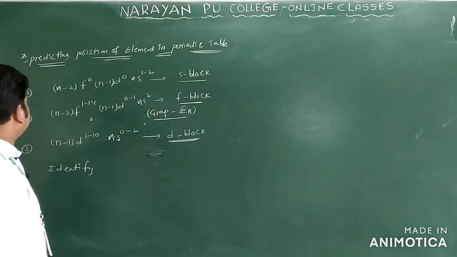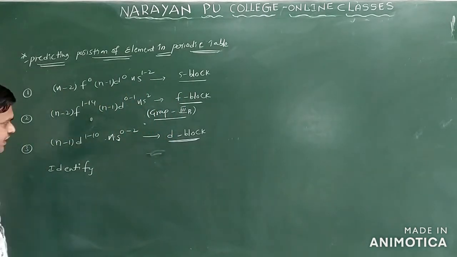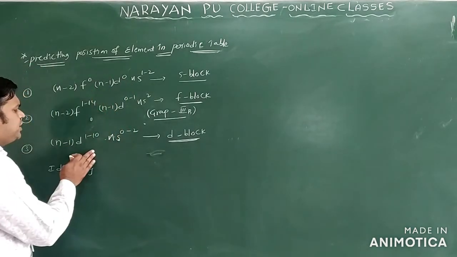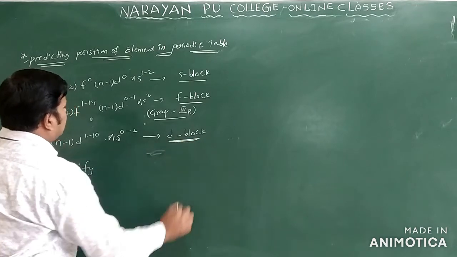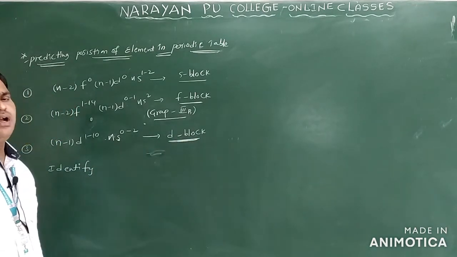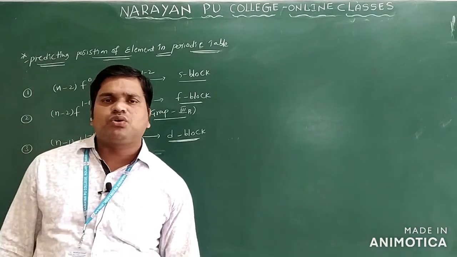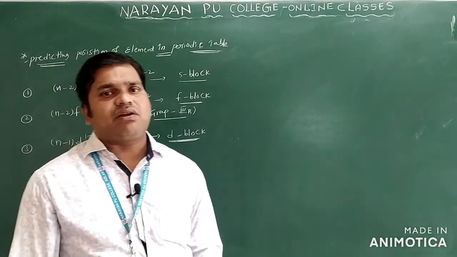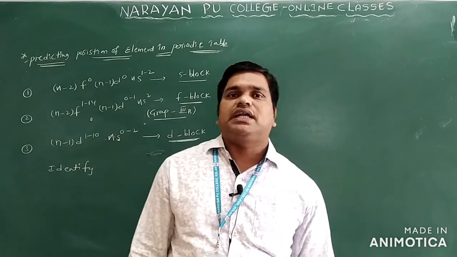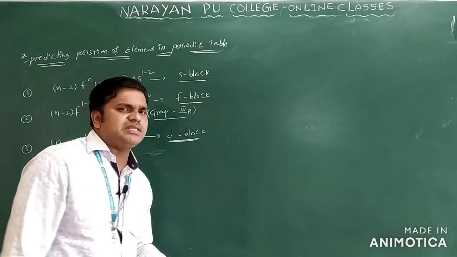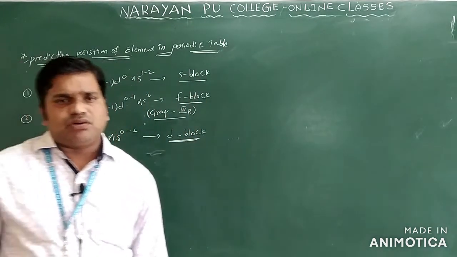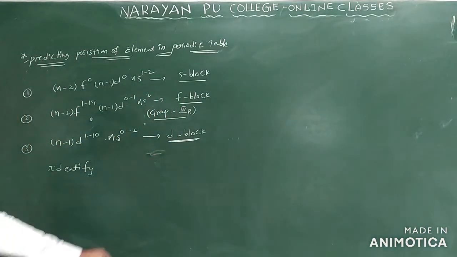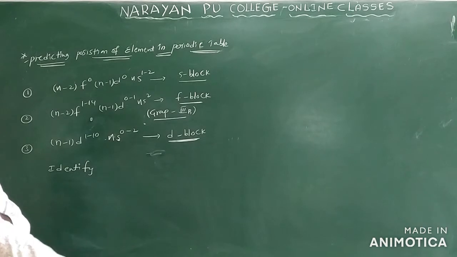Clear? Now we can see the next configuration I wrote here, (n-1)d1 to 10, ns0 to 2. If it is (n-1)d1 to 10, ns0 to 2, it belongs to the d block only. If you want to find out the group number, as I told in the case of d block elements, you can add the ns electrons and the (n-1)d electrons. You can add these and easily identify the group number. So already we discussed this. Let us see some examples on the position of elements in the periodic table.